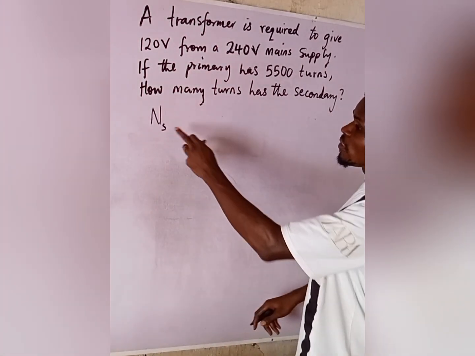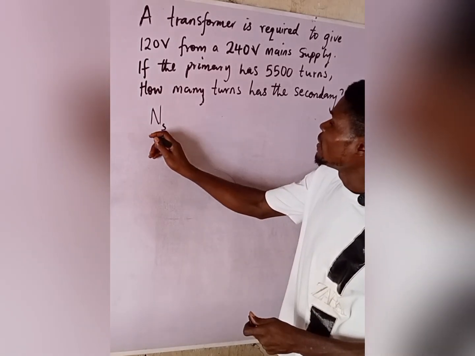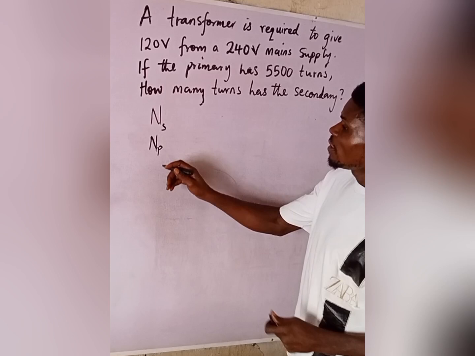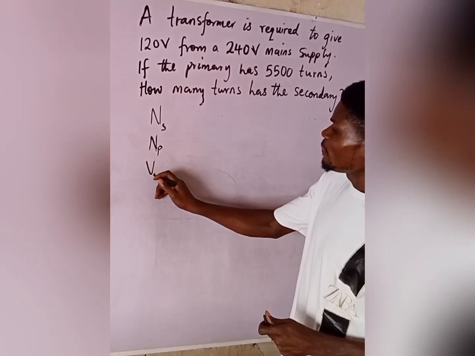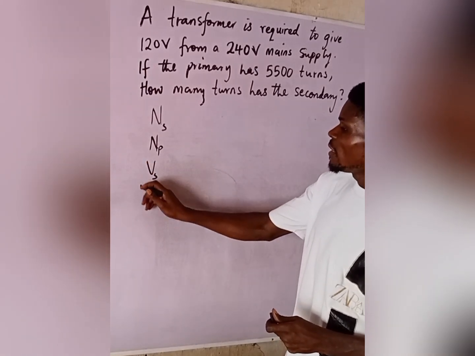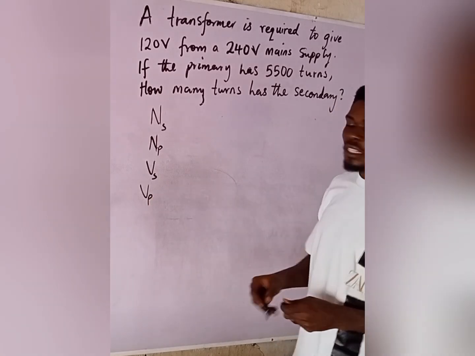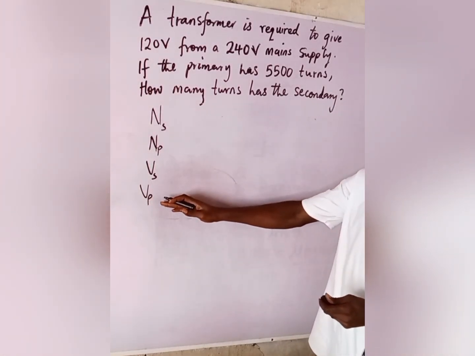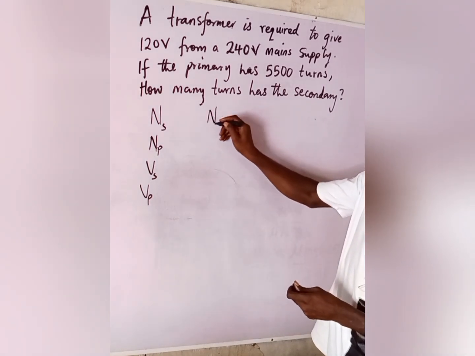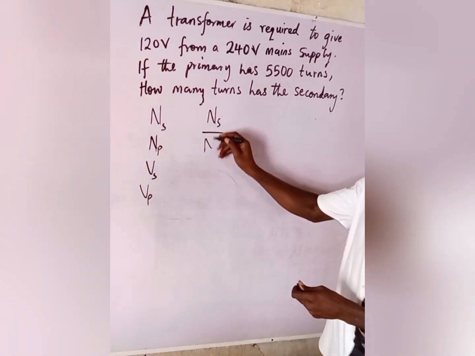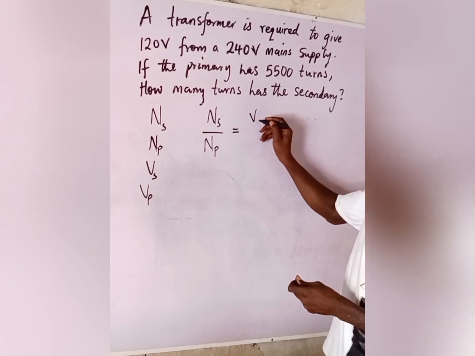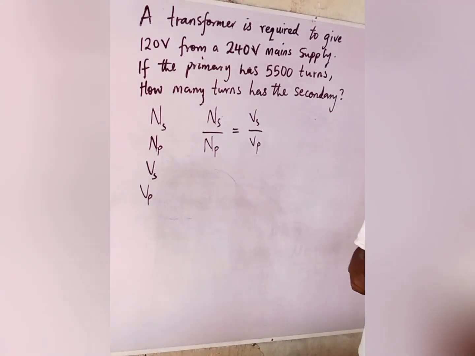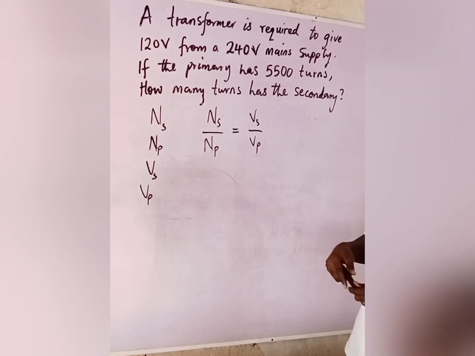All right, let's use Ns for the number of turns in the secondary section, then Np for the number of turns in the primary section, then Vs for the voltage in the secondary section, then Vp for the voltage in the primary section. Then the relationship between these four terms is that Ns over Np is equal to Vs over Vp.